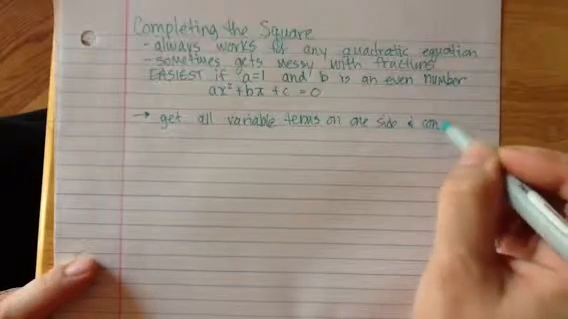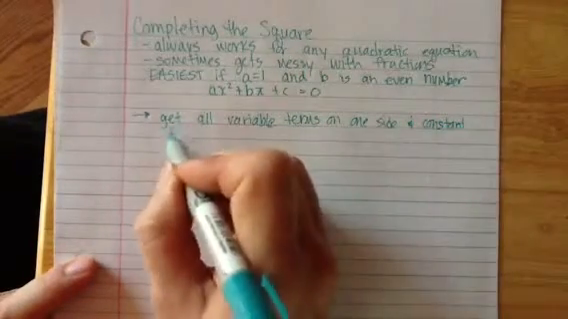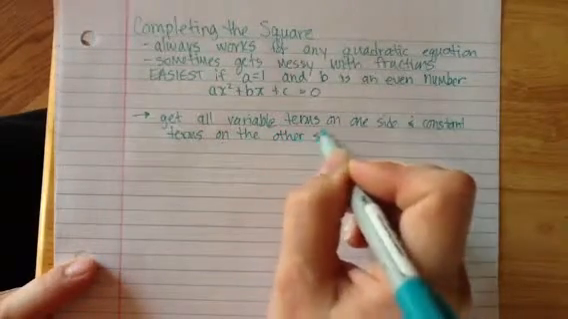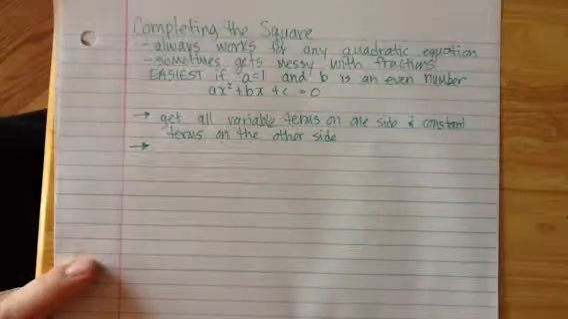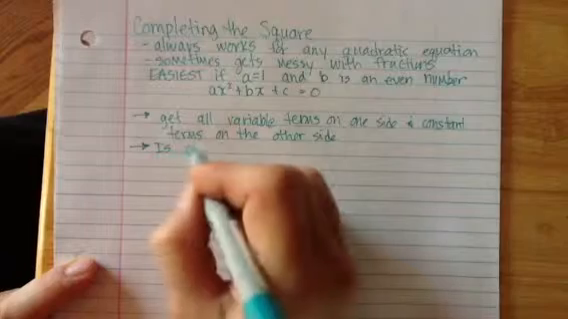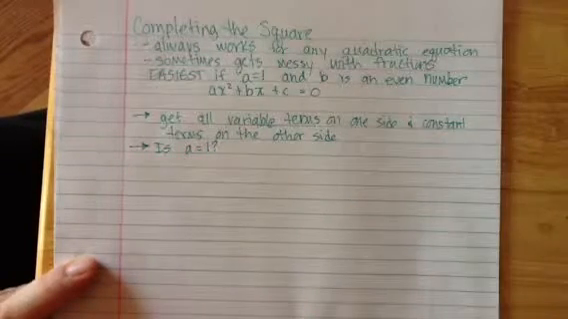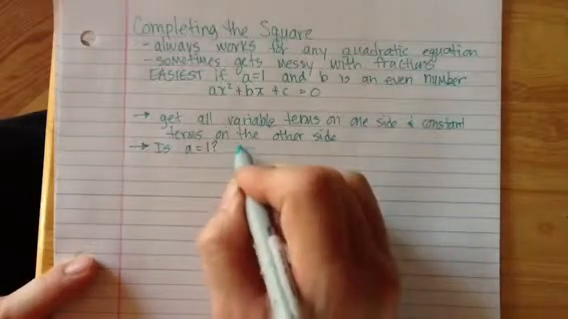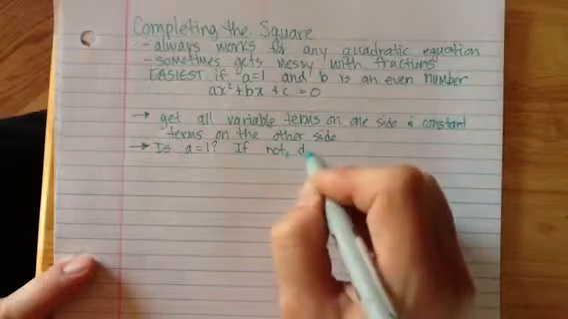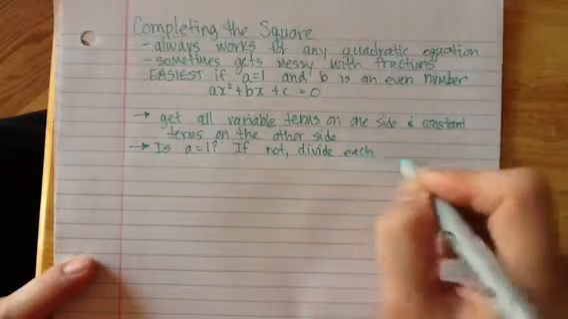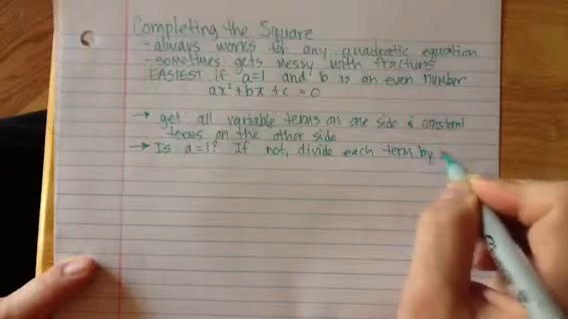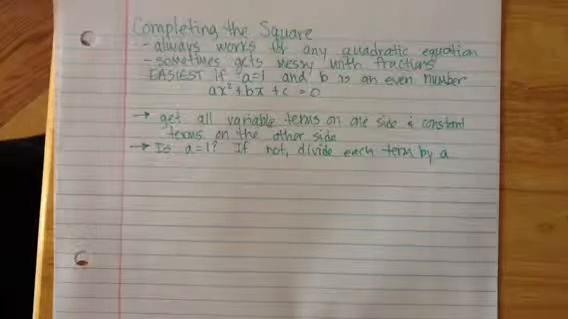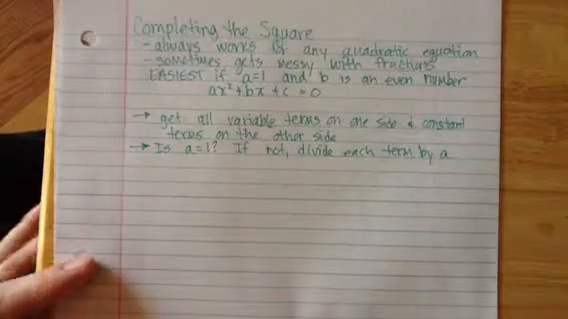And all constant terms. Constant terms, remember, are terms with no variables, on the other side. Then we wanted to check to see, is A equal to 1? If A is 1, then you can skip the next step. If A is not 1, you need to divide each term by A. This is why it's easiest if A is 1, because if we're not having to divide by anything, we're not going to create any fractions.